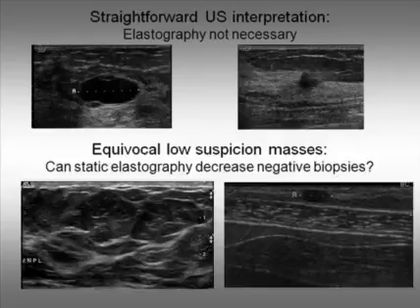There are completely straightforward lesions. Here is an obvious simple cyst. You don't need elastography to help you with this. And here's an irregular mass. We also don't need elastography. This is suspicious and has to be biopsied.